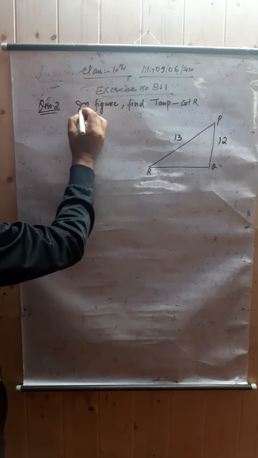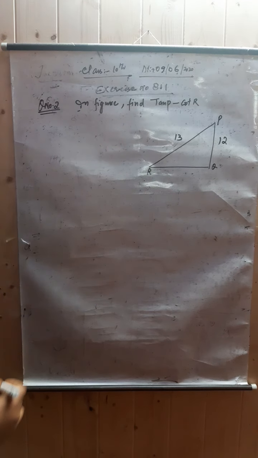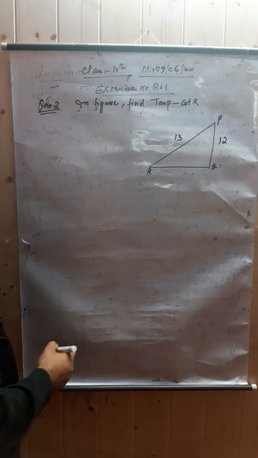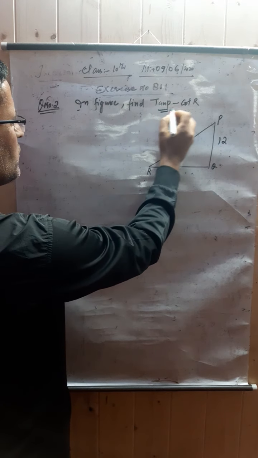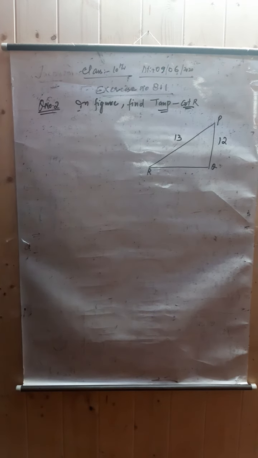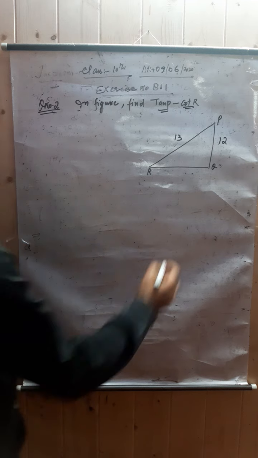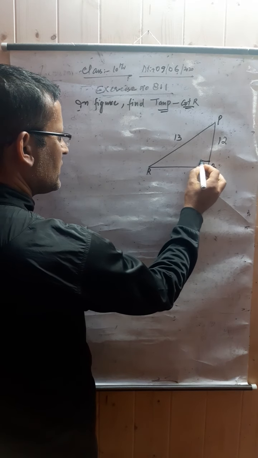Bismillahirrahmanirrahim. Today I come up with question number 2 of exercise number 8.1. The figure is given and we have to find tan of P and cot of R. But first and foremost, the figure which is given is a right angle triangle.